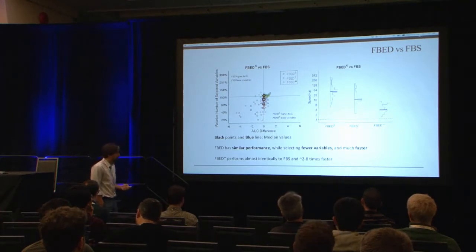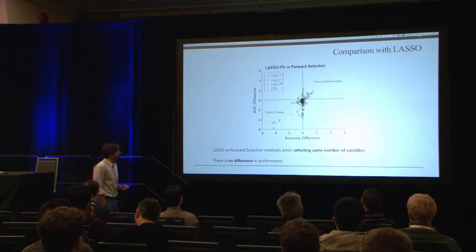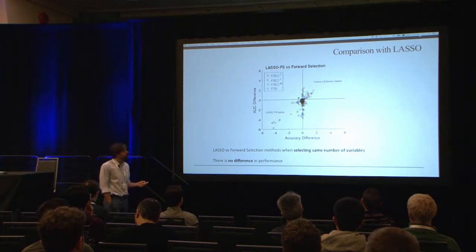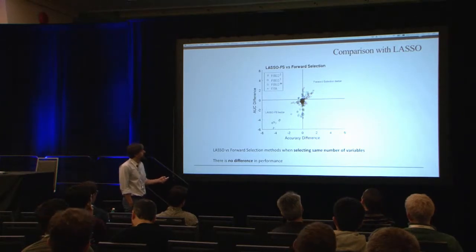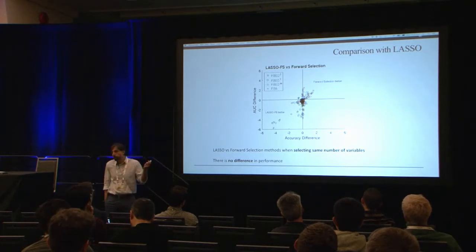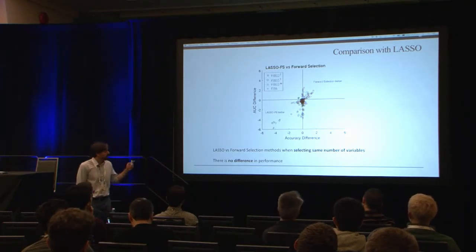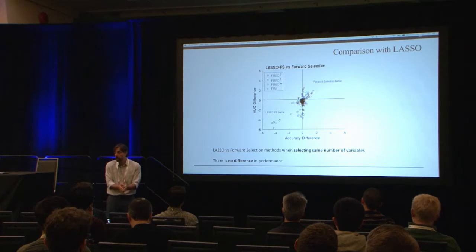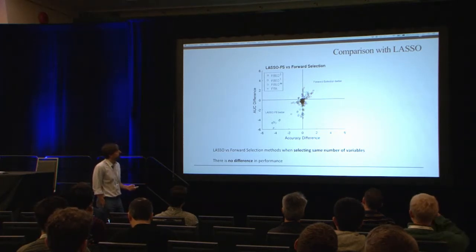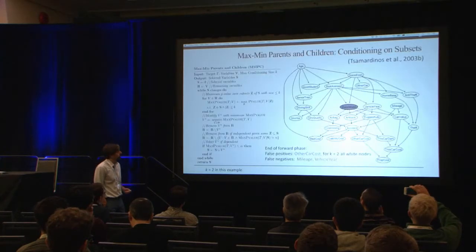We then compared with Lasso, which is a very common algorithm to use. Here's the accuracy difference between the two algorithms. Here's the AUC difference. And you see basically these are the medians. There is no difference really between the algorithms. Now, mind you, both algorithms were restricted to select the same number of variables, okay, to make it fair. So there's no difference in performance, basically.